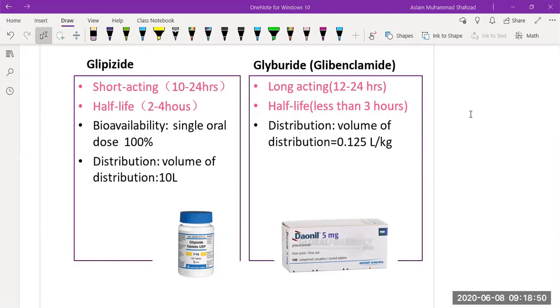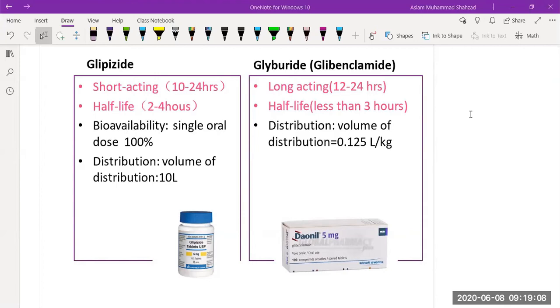Obviously, short-acting drugs need to be given 2 times in a day, with a duration of like 10 to 24 hours. We need to divide the dose of the drug, whereas glyburide is a long-acting drug. One tablet is more than enough for a whole day. So patient compliance is very important in that context.